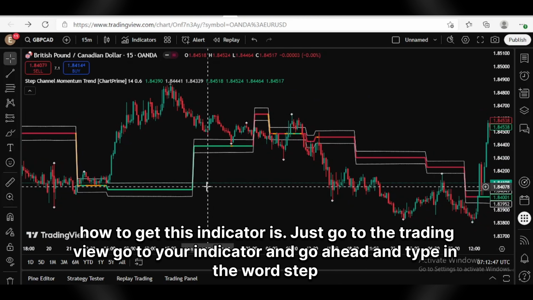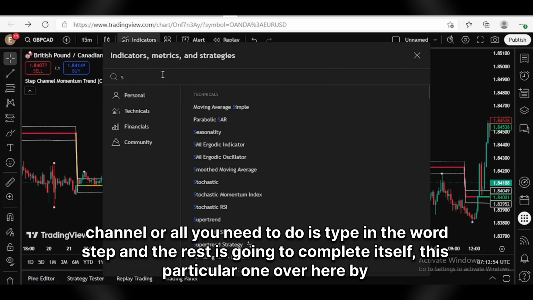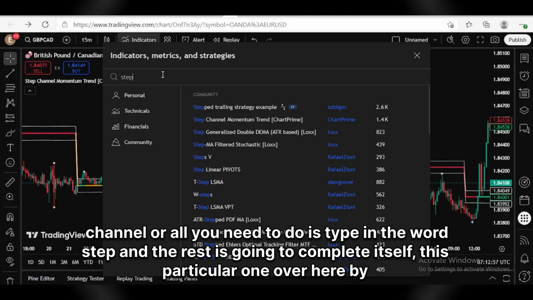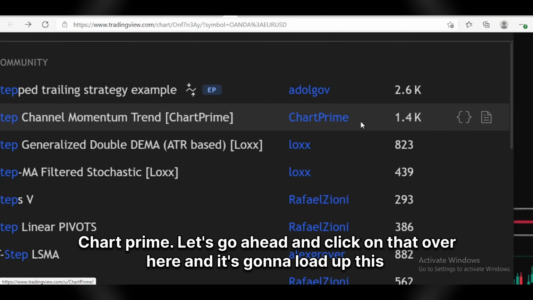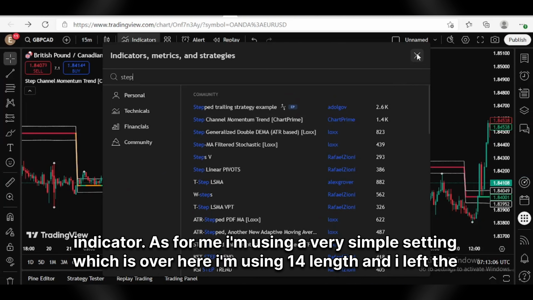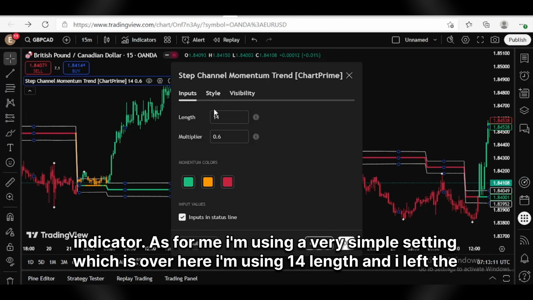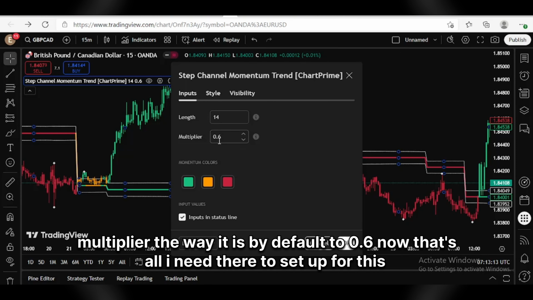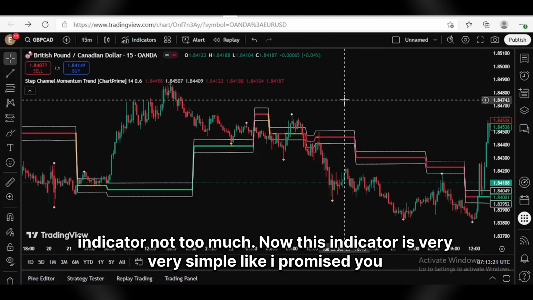Now, how to get this indicator is very simple. Just go to your TradingView, go to your indicators, and type in the word step channel. All you need to type is step, and the rest will complete itself. You can see this particular one by Chart Prime. Click on that and it's going to load up. As for me, I'm using a very simple setting: 14 length, and I left the multiplier at its default of 0.6. That's all I needed to set up.